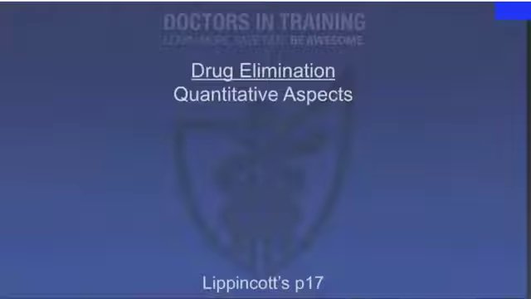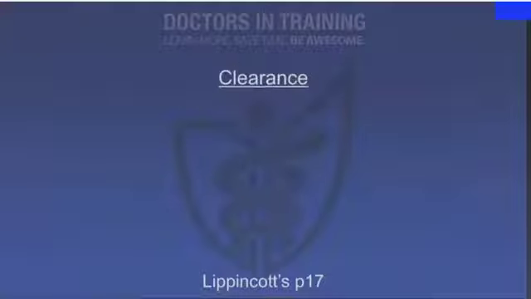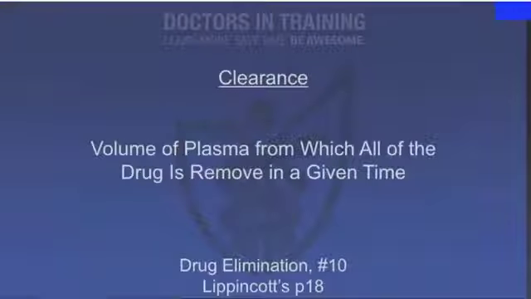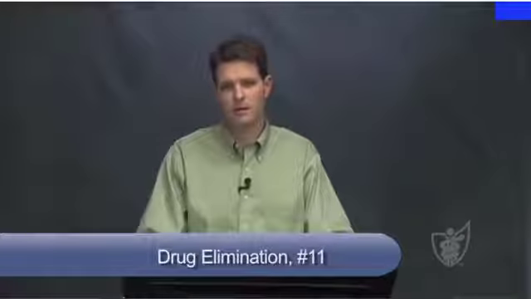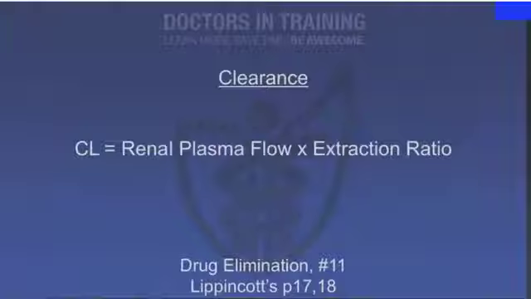So now that we've talked about the acid-base situation, let's talk about the quantitative aspects of renal drug elimination. So drug clearance, or CL, is expressed as the volume of plasma from which all the drug is removed in a given time. It might be milliliters per minute, or it could be liters per hour, or gallons per year, or whatever, but it's a volume per time. Pay attention to the units when you're working these problems, because you can get really tripped up in the calculations if you don't. Clearance also equals renal plasma flow multiplied by something we call extraction ratio.